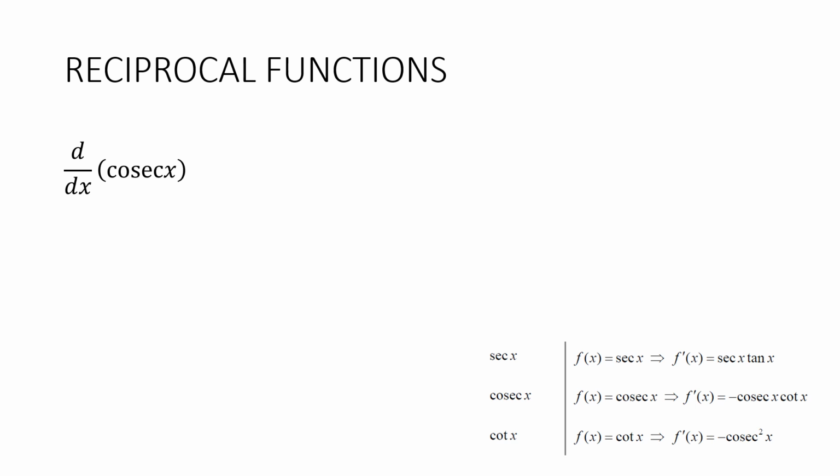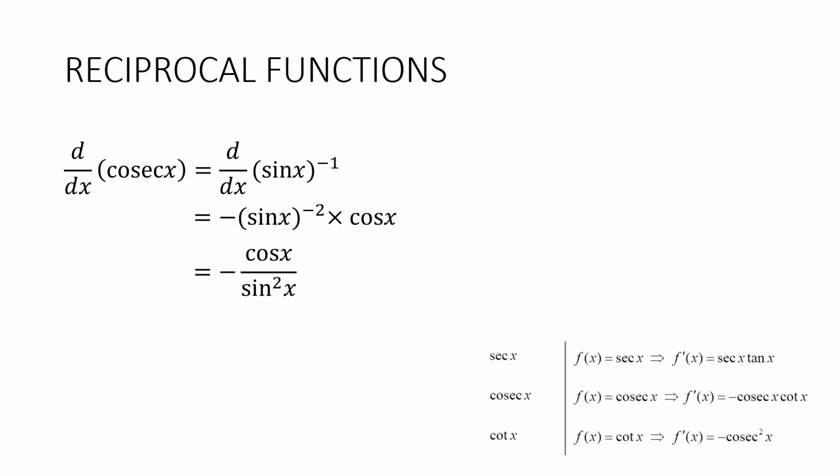Similarly, the derivative of cosec x, well, cosec x is sin x to the power of negative 1. And again, using the chain rule, we end up with negative sin x all to the power of negative 2 multiplied by cos x, which is negative cos x divided by sin squared x, or negative cosec x cot x.